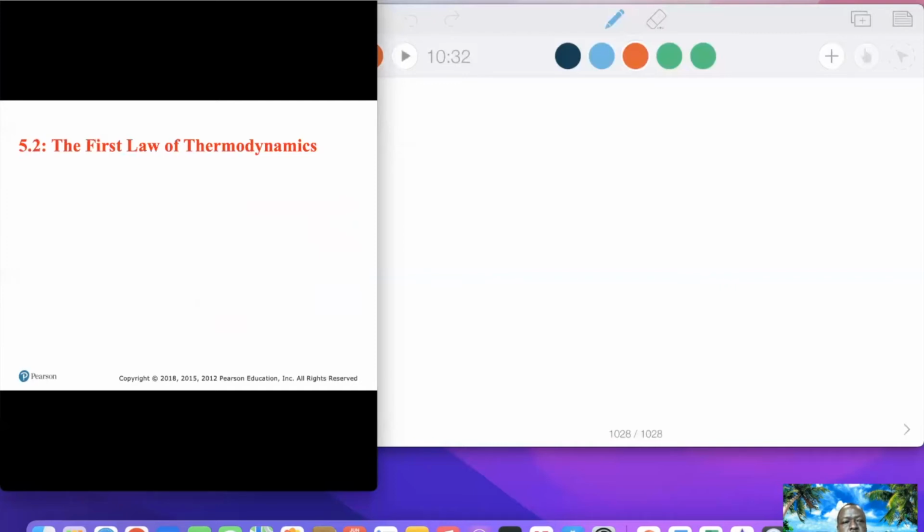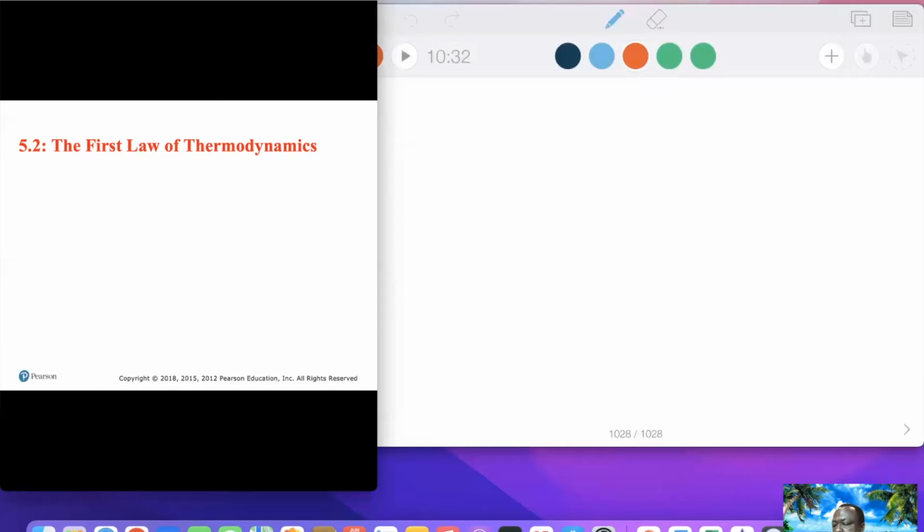Now, that is just an overview of the definition of energy, okay? You should be able to define energy. You will see that in the quiz or in the exam: capacity to do work. Please read more in section 5.1. Let's look at 5.2, the first law of thermodynamics, okay?